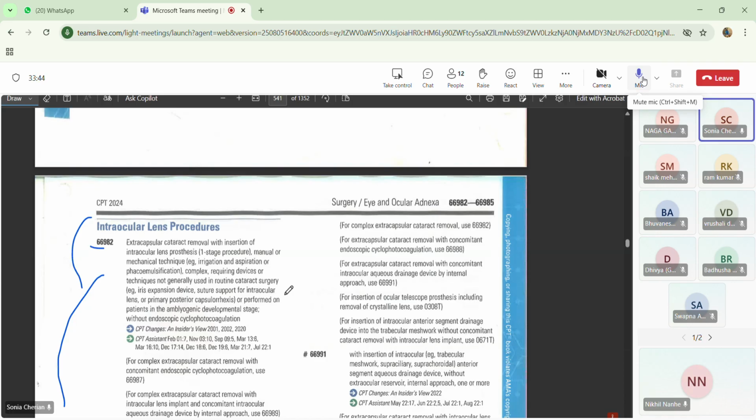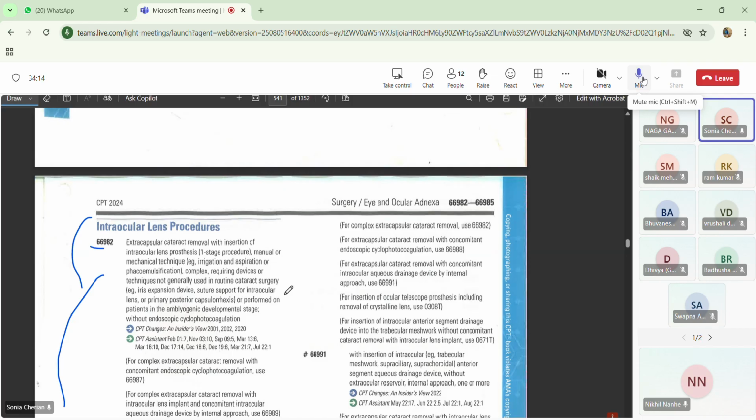Or if they are doing any suture to support the lens. As I told you, sometimes the lens can become weak, and to place a lens properly without movement, since sometimes it can relapse, if they are doing any suture around the lens, the IOL, intraocular lens, then you can code it as complex.